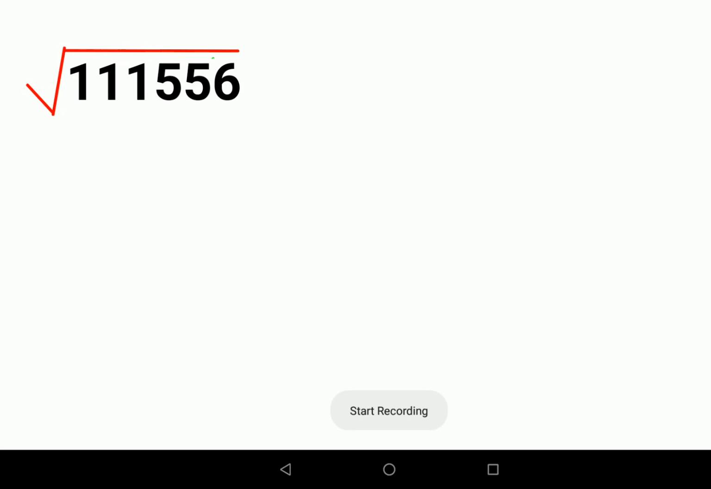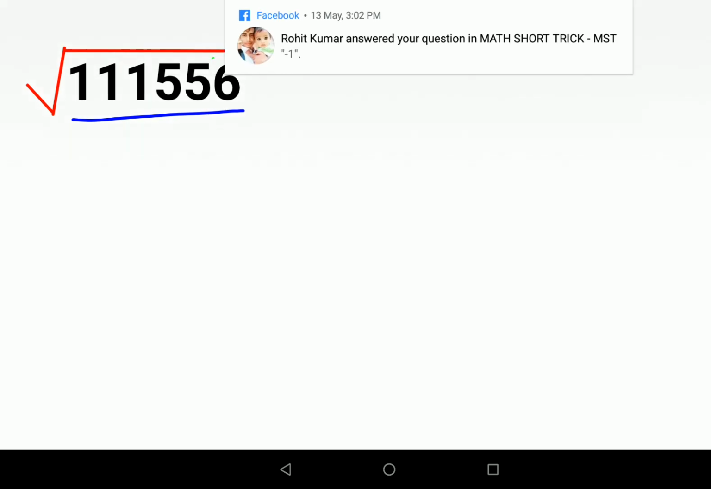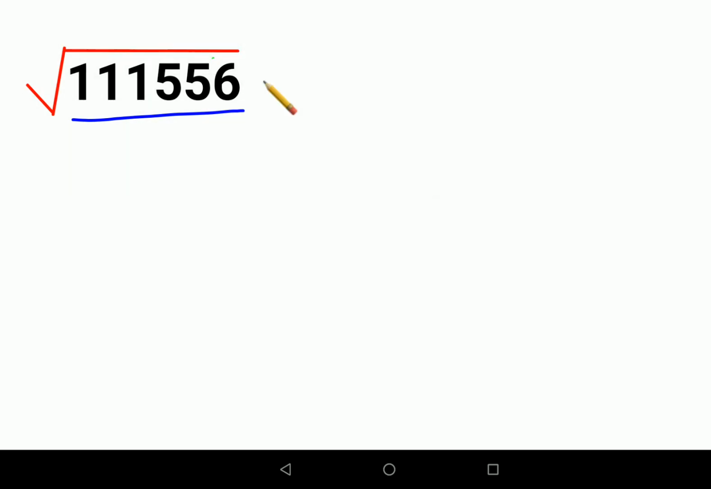Welcome everyone. So today I'm going to show you how to find the square root of such a big number. The only thing given in this entire question is that this is a perfect square, which means the answer will not have a decimal point. This is very important. If it had a decimal point, then the entire approach would change.